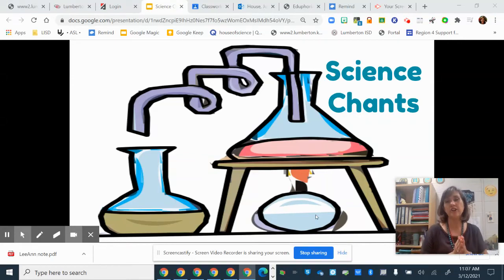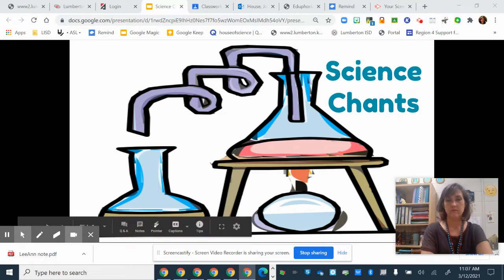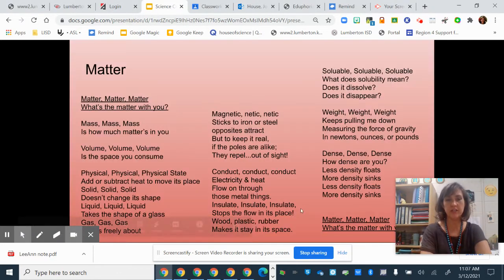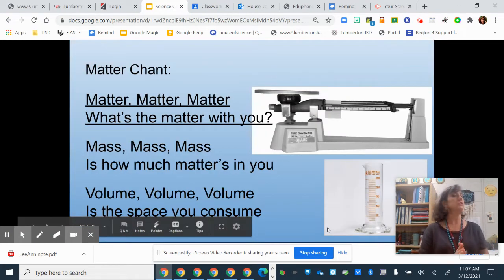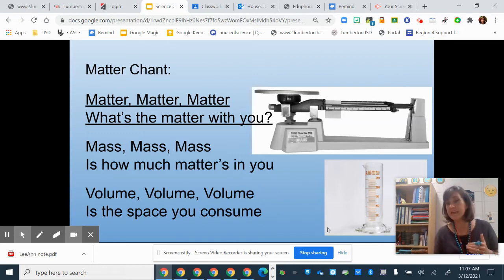Okay, today we're going to learn a science chant on matter. It's a little bit longer, but it's a really, really good chant. Okay, so we're going to break it down into sections. It has a lot of wordplay in it, so words that mean two different things.